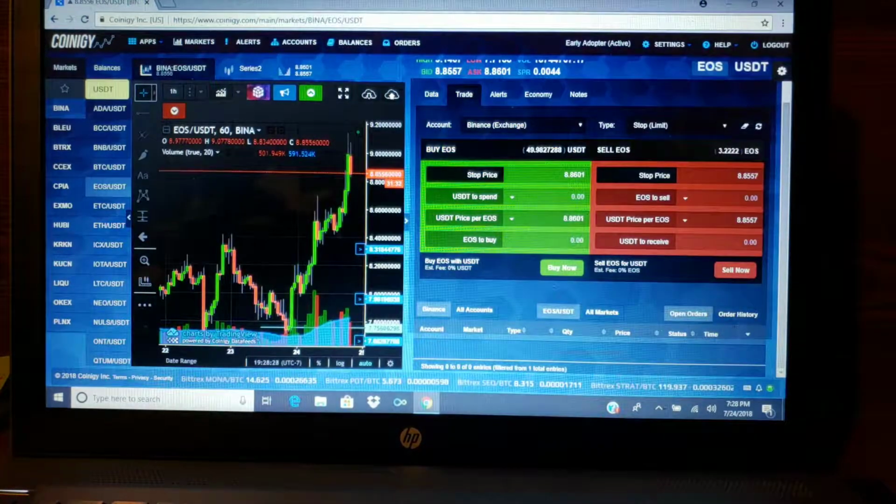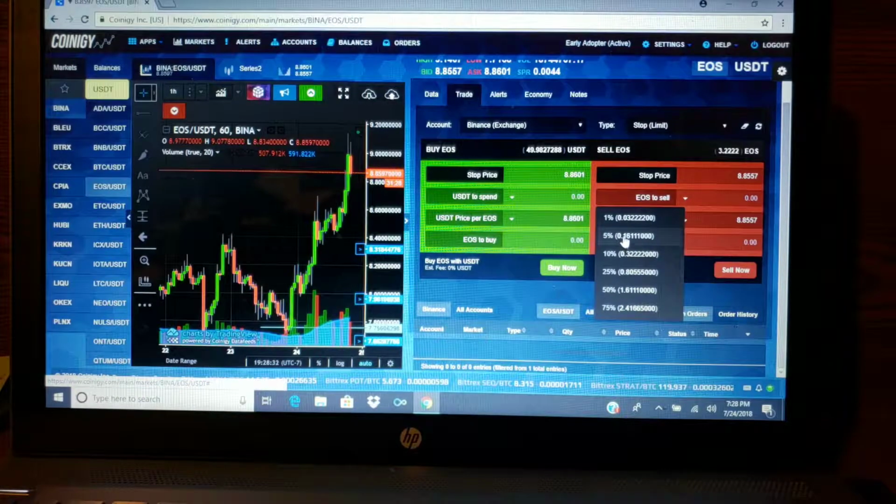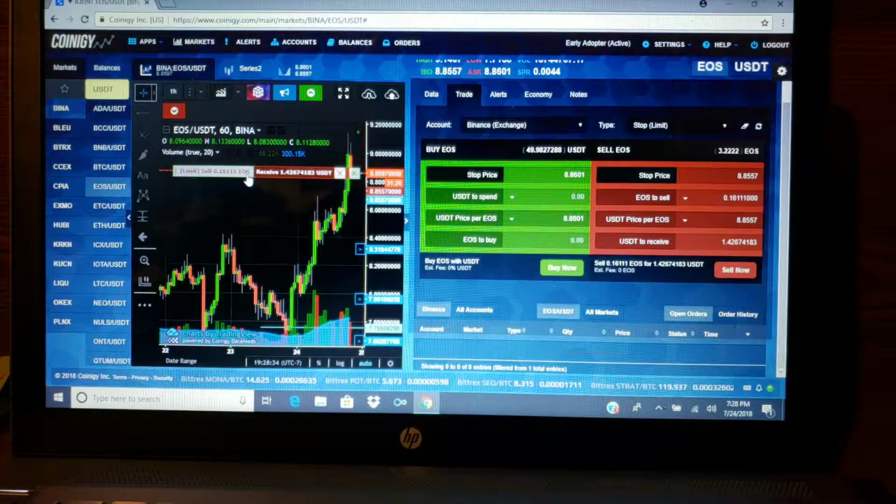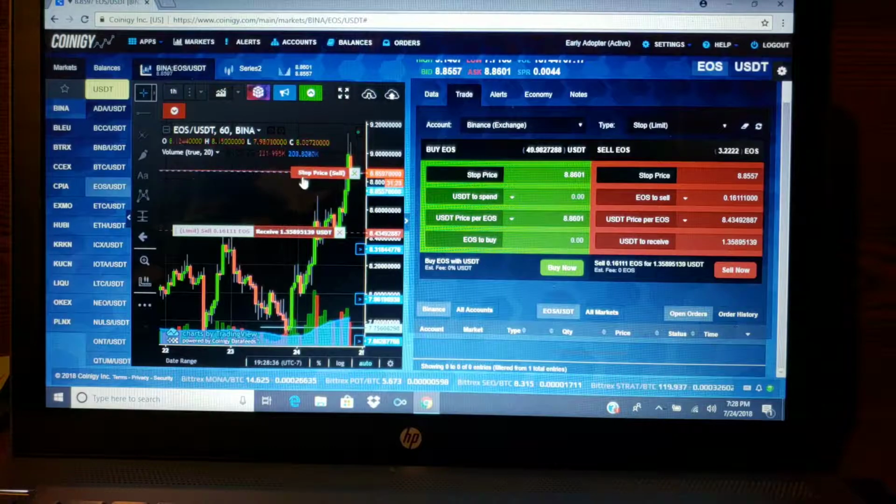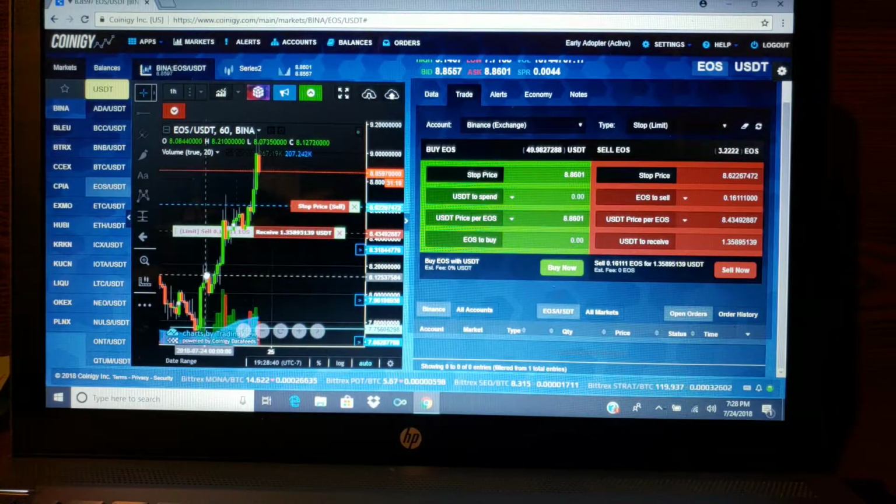So again, we want to lock some of that in. I'm just going to throw that on there. Got to pull this down. Got to pull this down. I'll move this over.